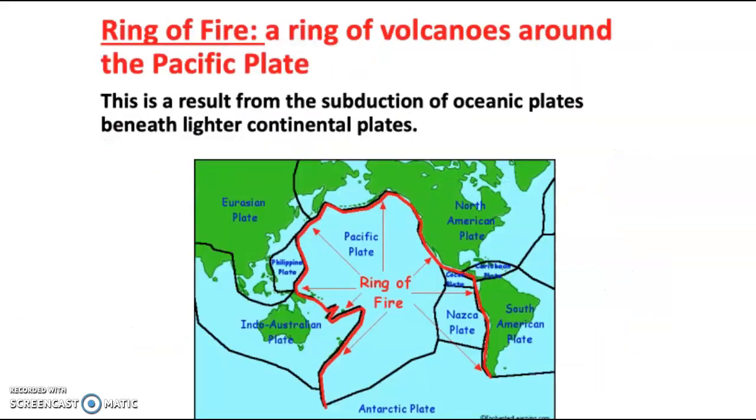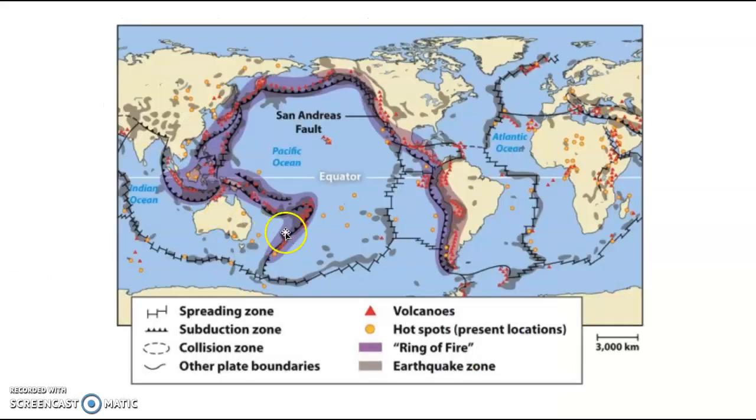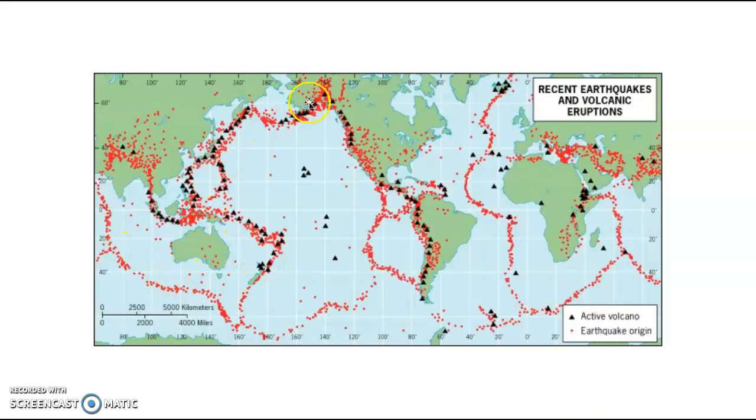So back to the Ring of Fire. Basically, it's a ring of volcanoes around the Pacific Plate. This is a result of the subduction of the oceanic plates beneath that lighter continental crust. Okay. It's just kind of another illustration of seeing that ring of fire. Another one, you can really see all that activity from volcanoes and earthquakes.